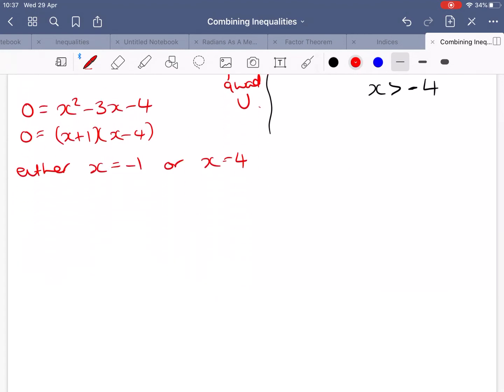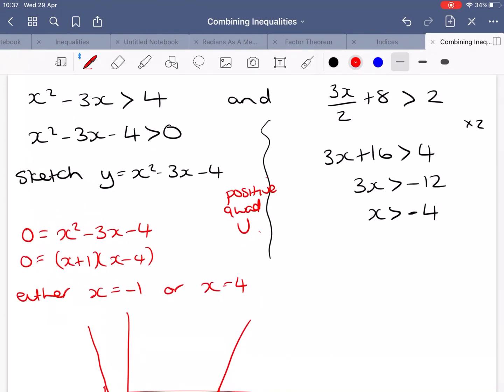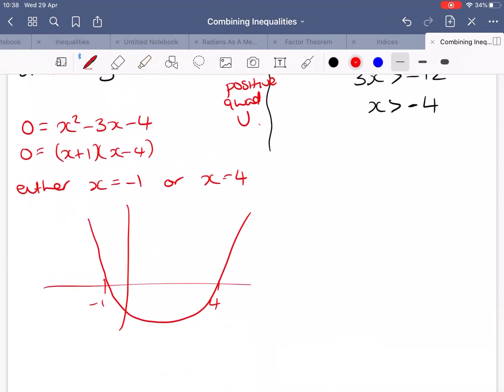So sketching that, got my -1, my +4, and it's a U-shaped quadratic. Looking back to the original inequality that I'm trying to solve, I want the curve to be greater than 0. So that means I want my y to be greater than 0. So that comes back to the bits on the ends, because I want it to be above the axis. So what does my inequality become? It becomes x is less than -1 or x is greater than 4.